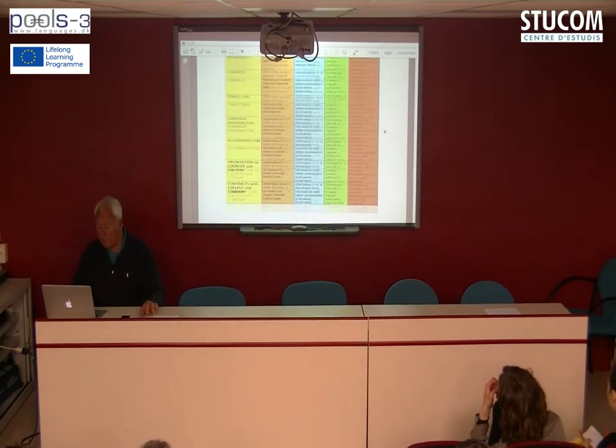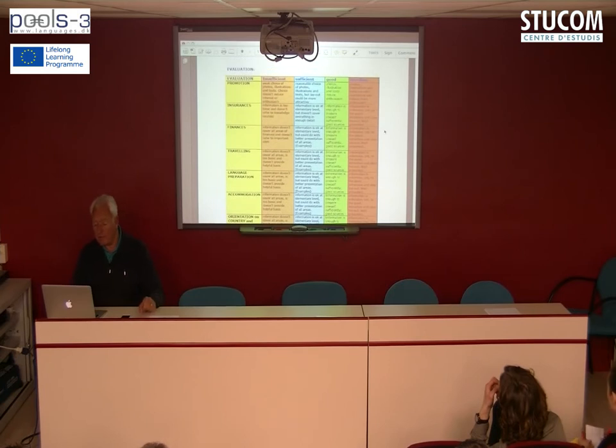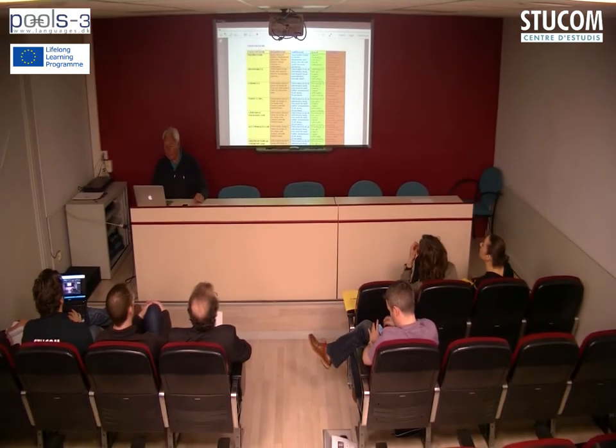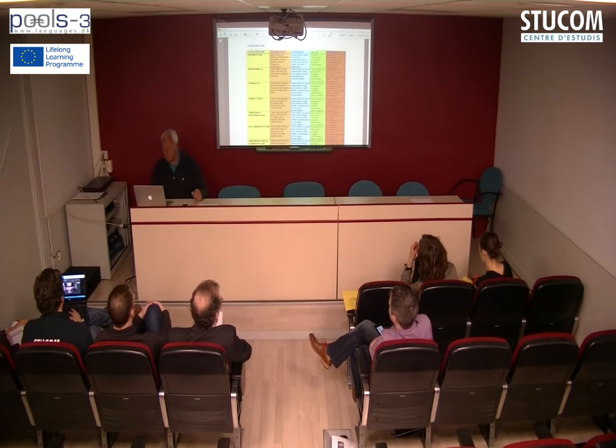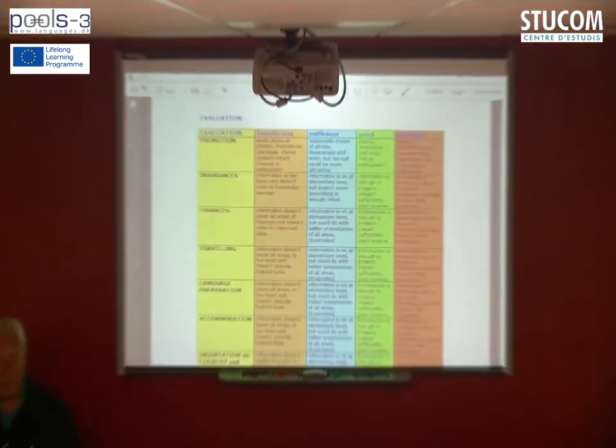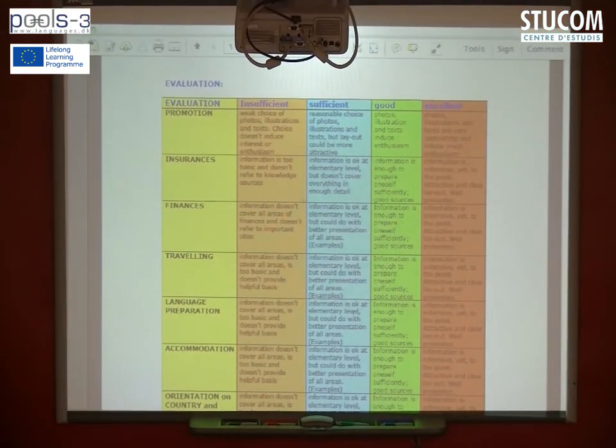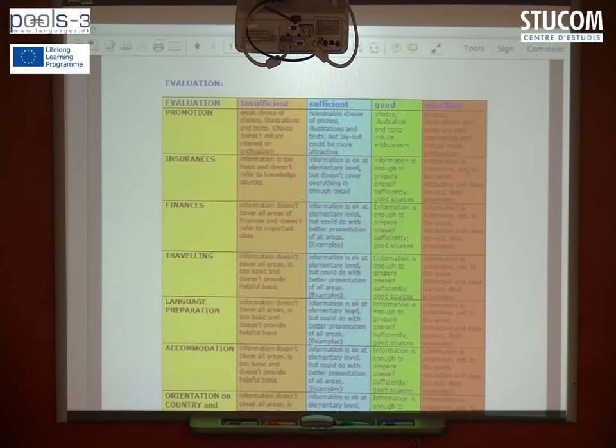But the good thing about this particular Webquest is that they can see insufficient, sufficient, good, or excellent. Let's say the promotion. To be excellent, they need to have photos, illustrations, text, captivating text that would be interesting and would give enthusiasm, etc. Insurances, that they have extensive knowledge of insurance, that it's attractive, clearly and well laid out, etc. A poor version of that, insufficient, that information is too basic and doesn't refer to knowledge sources.